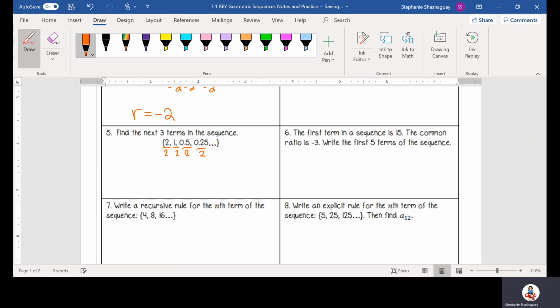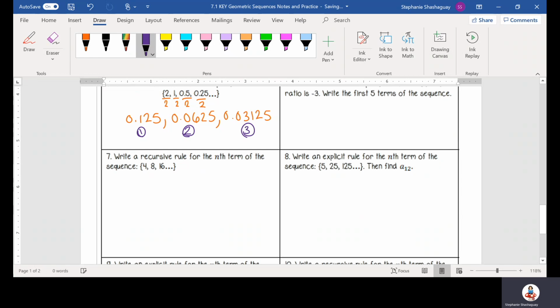0.25 divided by 2 is going to equal 0.125. When you divide that by 2, you're going to get 0.0625. And when you divide that by 2, you're going to get 0.03125. So those are the next 3 terms in the sequence.